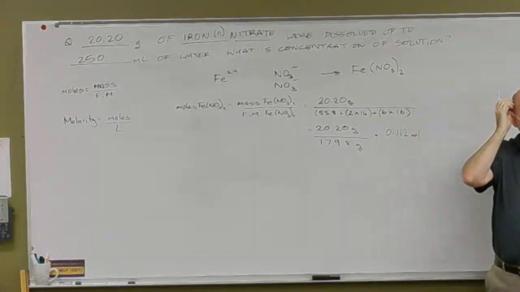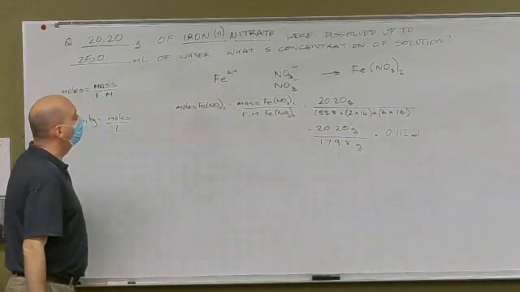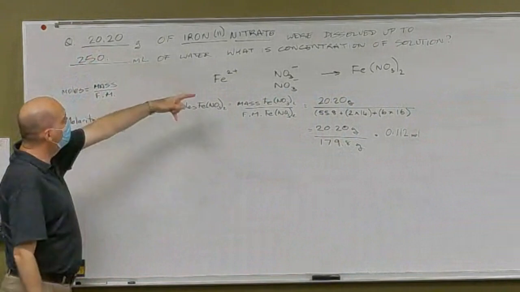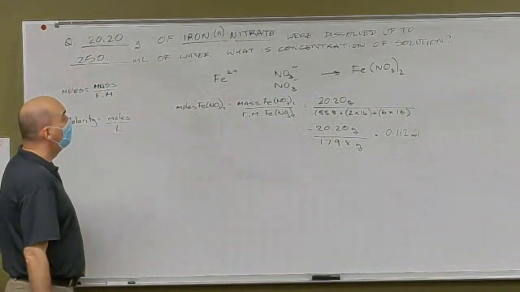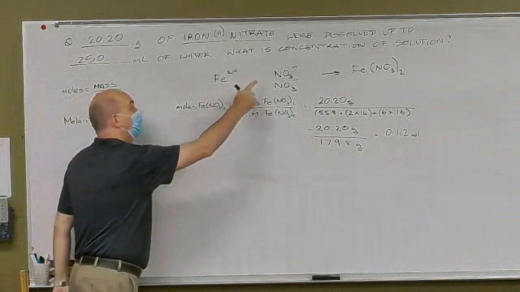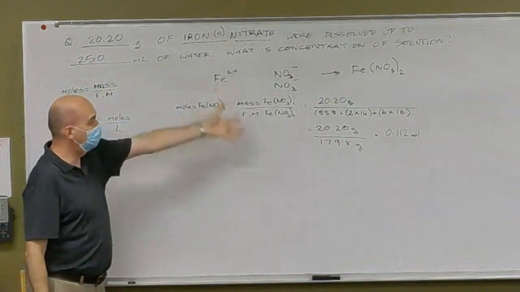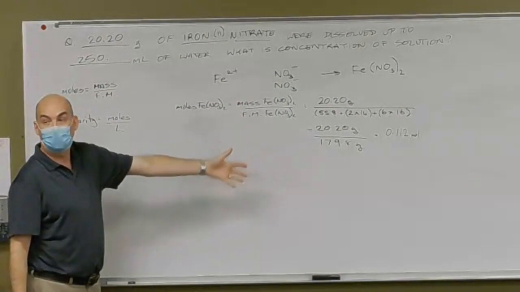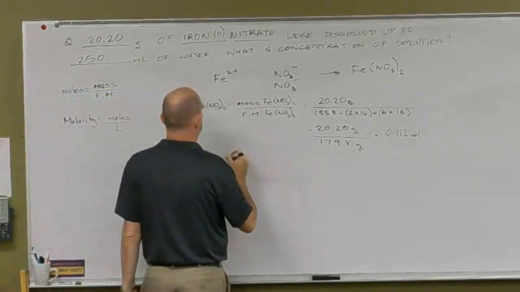Anybody disagree? Then we'll continue. All right. So 20 grams of iron nitrate gets dissolved in 250 milliliters of water. You have to find the formula mass, which means the chemical formula. Mass divided by formula mass equals number of moles. We're halfway there. Okay, that's the number of moles.